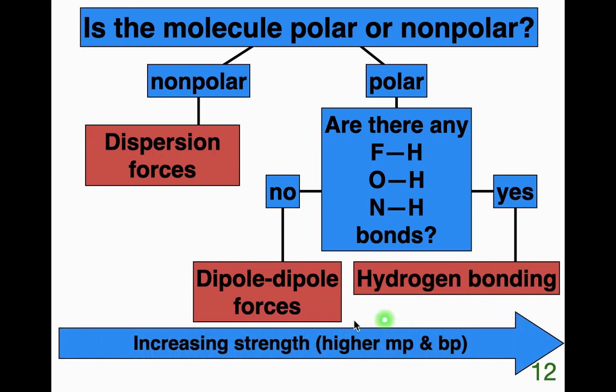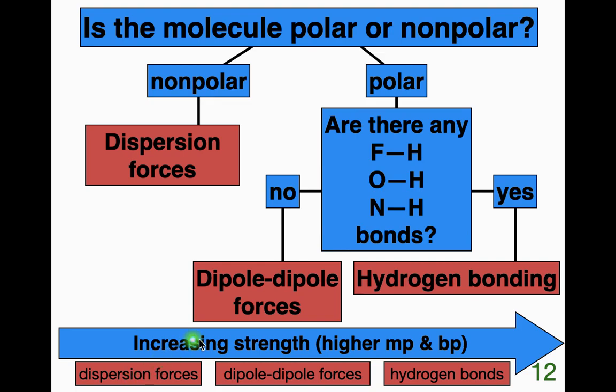Looking at increasing strength, and that would also be increasing melting point or boiling point, dispersion forces would be the weakest, then dipole-dipole, then hydrogen bonds. Now that's what you need in order to answer the last couple of columns on your molecular shapes lab. You need to determine if it's a polar molecule, it's either going to have dipole-dipole forces or hydrogen bonds. If it's nonpolar, it'll be dispersion forces. Dispersion forces would be low melting point, hydrogen bonds would be higher melting point, and dipole-dipole would be in between.